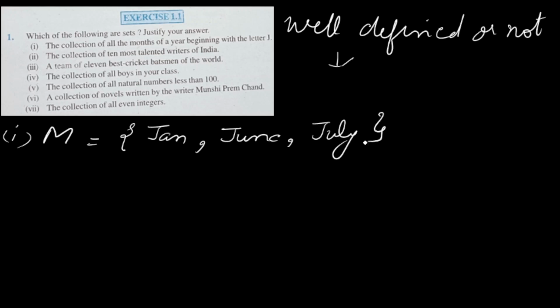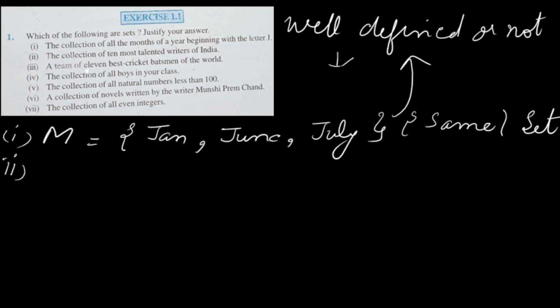So we can see here this collection is well defined, because this collection will always remain same, and from whoever you ask this question, the answer will always be same. That means this collection is well defined, which means it is a set. So first one is a set.